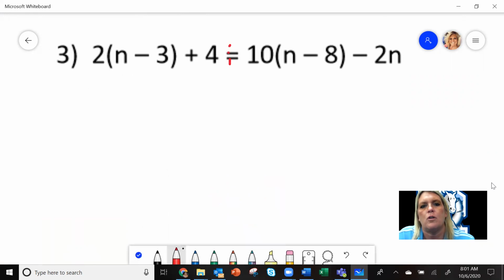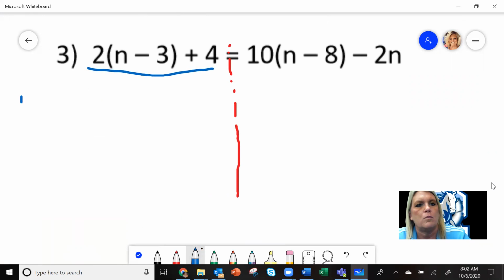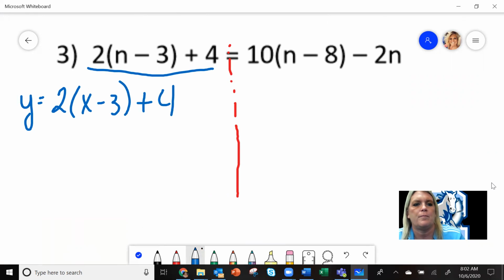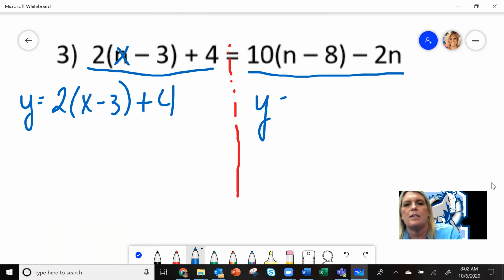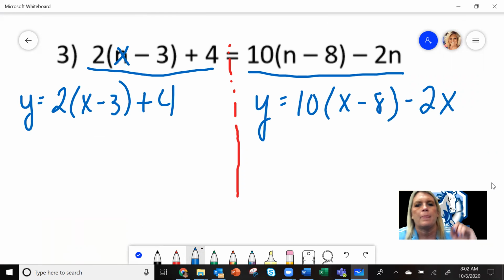At the equal sign, I'm drawing a dotted line. I'm going to make my first equation right here. Y equals 2 times x minus 3 plus 4. Now I didn't use n, I'm replacing it with an x, and that's fine. So now on the right-hand side, y equals 10 times x minus 8 minus 2x. Here are our two equations. Now we need to put them into the calculator.